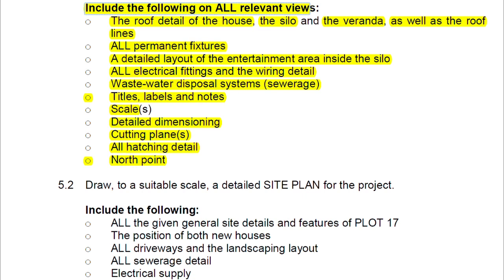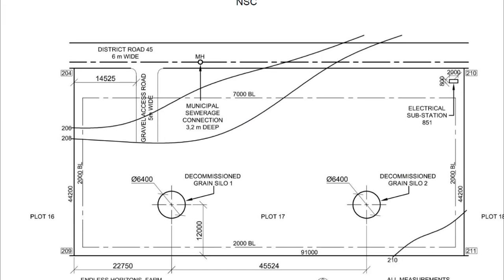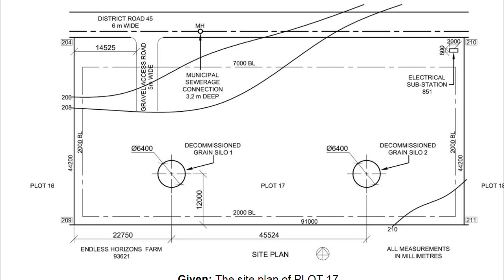Then you need to draw to a suitable scale a detailed site plan of the project. Let's just quickly look again at that site plan. Here it is. This is the site plan, and remember you are now going to include your house, whichever position you've decided, but this is a site plan. This one isn't necessarily according to scale, but you have all the measurements that you can see. You can see the different measurements on this plan. So you'll have to draw that according to scale. I'm thinking 1 to 200 should be fine for that.